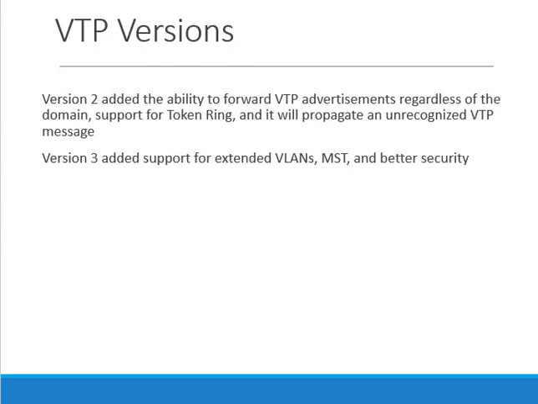Then we have 3 versions of VTP. Version 1 is the default version. In version 2, we added the ability to forward VTP advertisements regardless of the domain, so we talked about that earlier. Support for Token Ring, and it will propagate an unrecognized VTP message. Oh, and the consistency check. So when information is entered into the CLI or through SNMP, it will check.